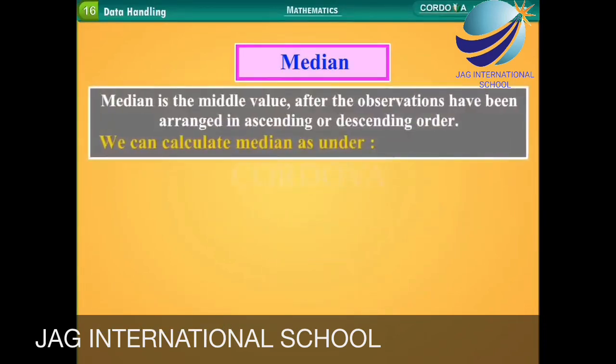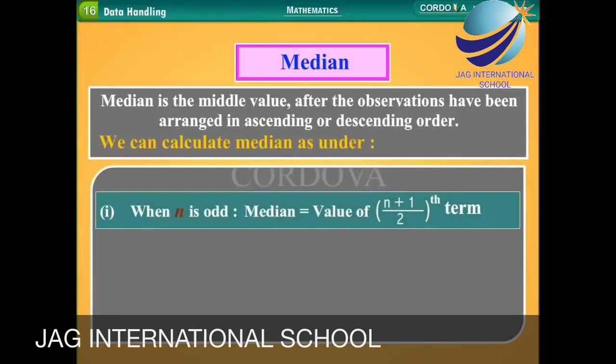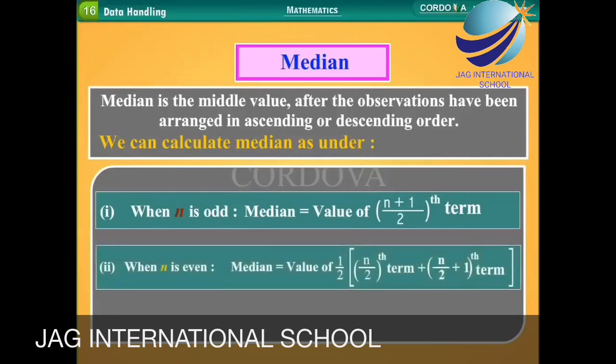Median is the middle value after the observations have been arranged in ascending or descending order. We can calculate median as under. When n is odd, median is equal to the value of the (n + 1)/2 th term. When n is even, median is equal to the value of 1/2 into the (n/2)th term plus the (n/2 + 1)th term.